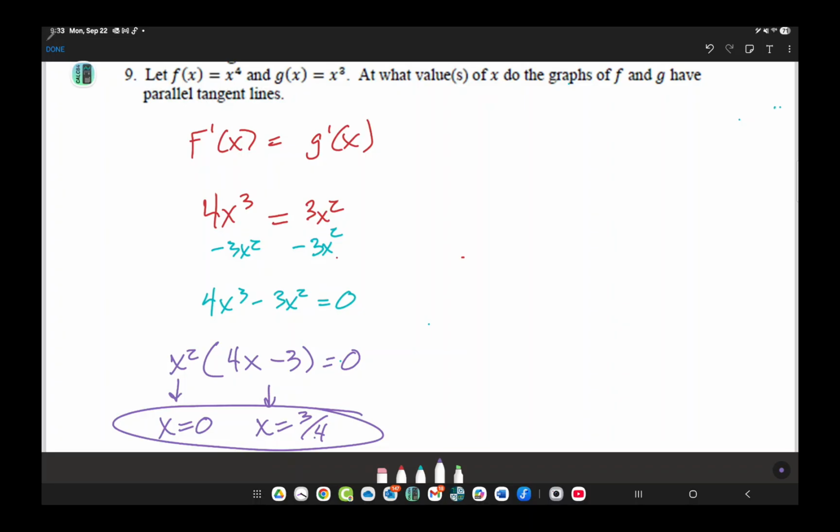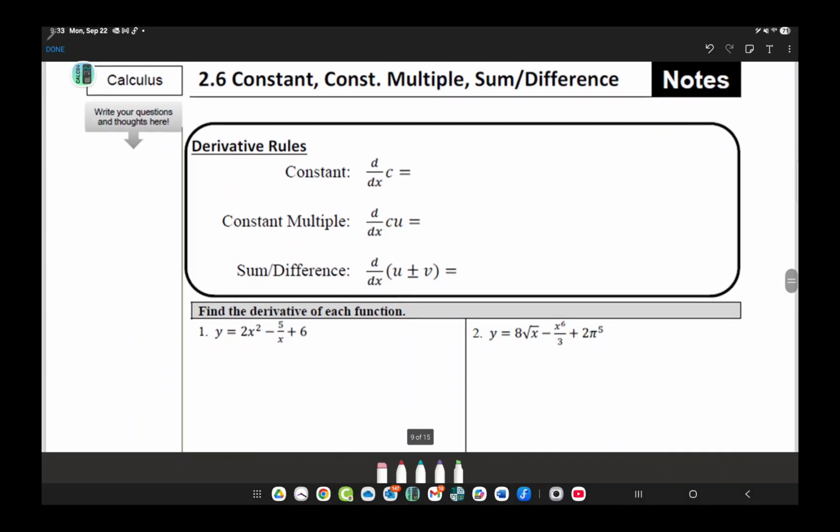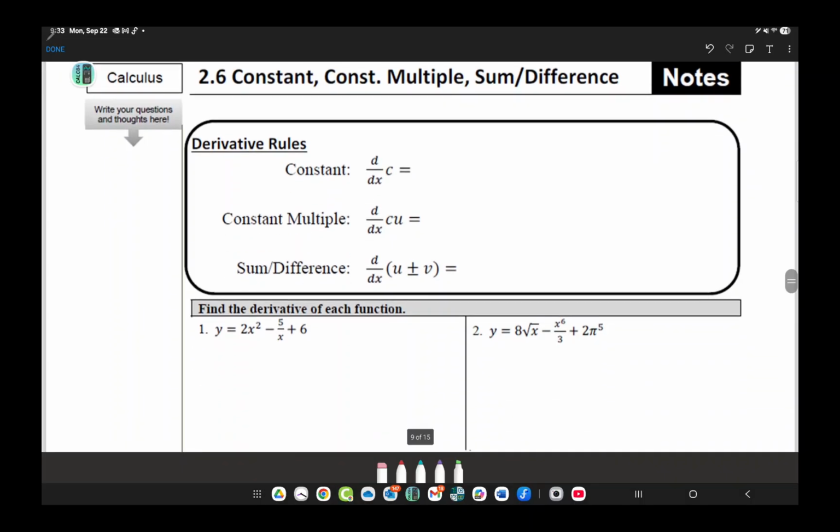And let's listen. Oh, that one. Derivative rules. Okay.